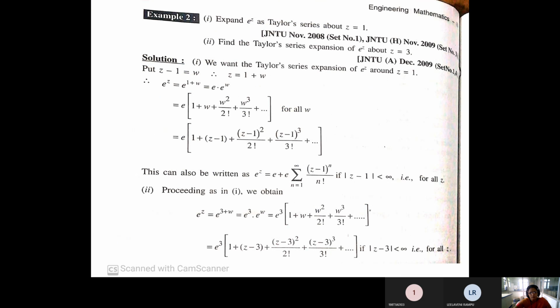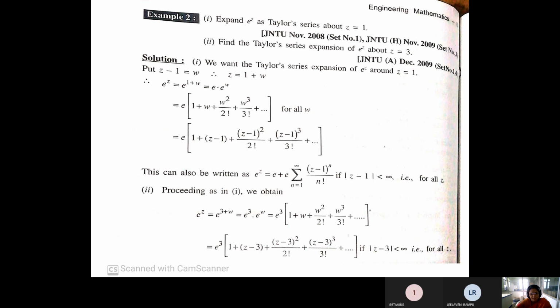Now let us go to the first problem. Expand e power z as Taylor series about z equal to 1. So now we have to expand e power z in the powers of z minus 1, or about z equal to 1. So for that, put z minus 1 equal to w. We have to find the series in powers of z minus 1, so we put z minus 1 equal to w. So z equal to 1 plus w.